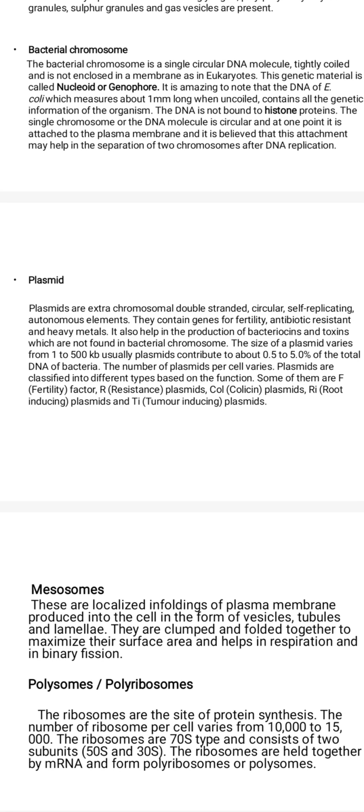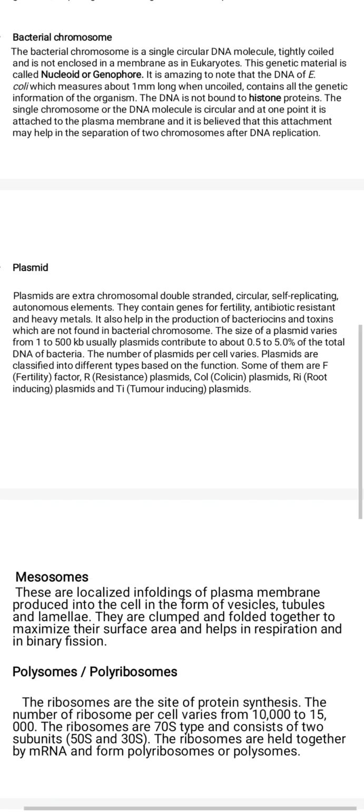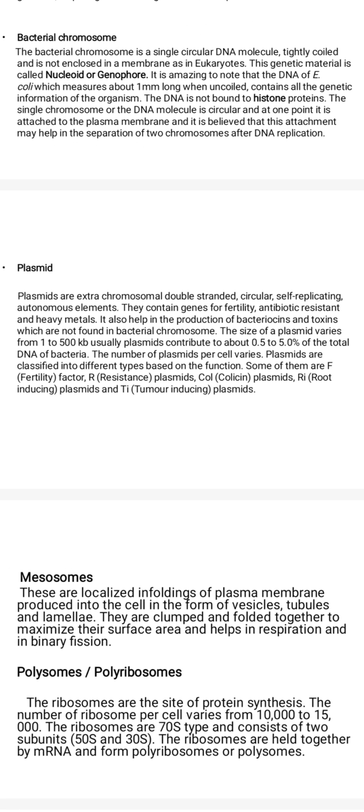The size of plasmid varies from 1 to 500 kb. Usually, plasmids contribute to about 0.5 to 5% of the total DNA of bacteria. The number of plasmids per cell varies. Plasmids are classified into different types based on the function. Some of them are fertility factor, resistance factor plasmids, colicin production, root inducing plasmids, and tumor inducing plasmids.